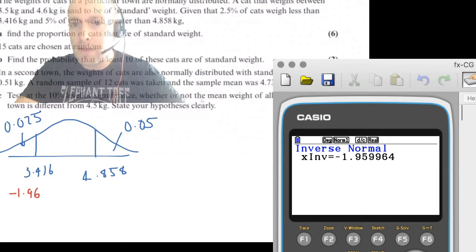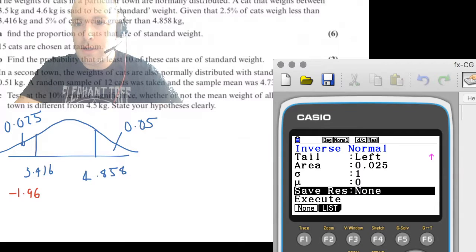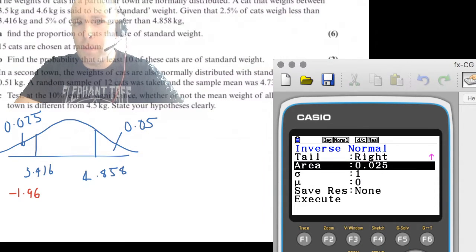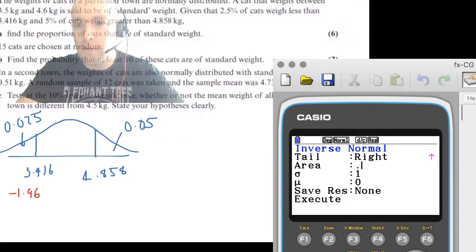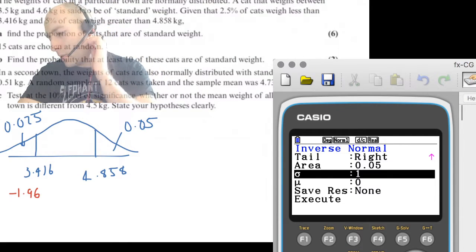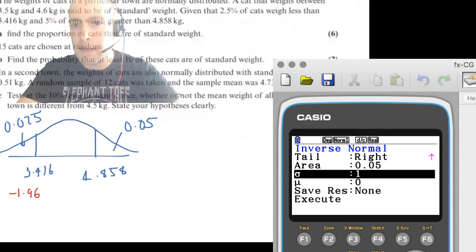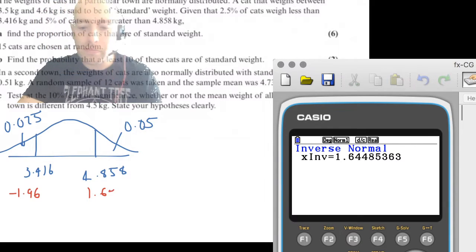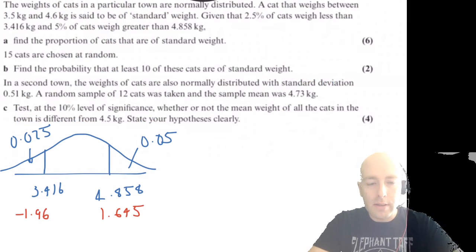Okay, we're going to do the same thing for the upper one. On the graphical, we can just change the tail to right. Obviously, on the ClassWiz, you're going to have to do 1 minus the area. It's not much harder. So we're going to use 0.05 on the ClassWiz. You'll be doing tail to the left and 1 minus 0.05. Same thing again, though. And this time we get Z is 1.645. All right, so there's our values.